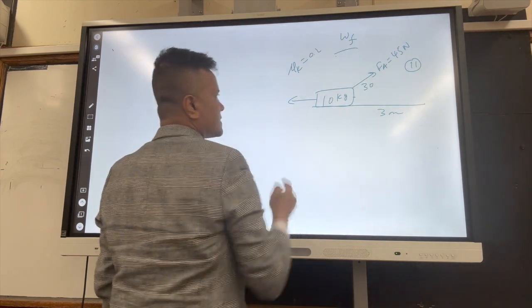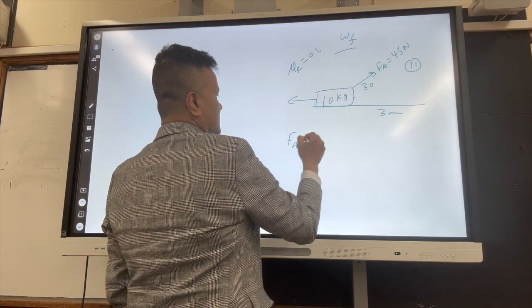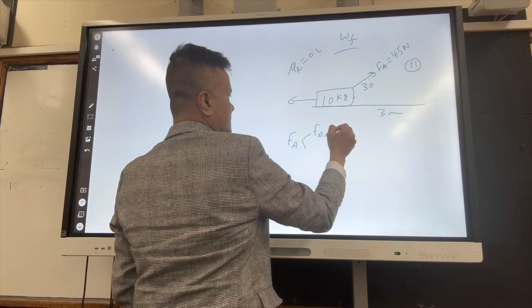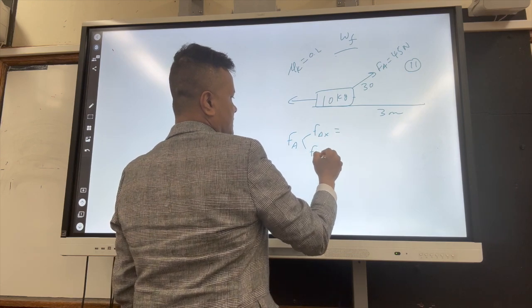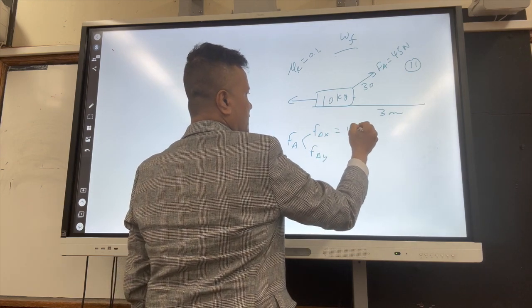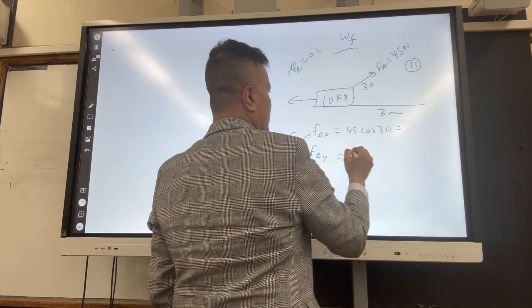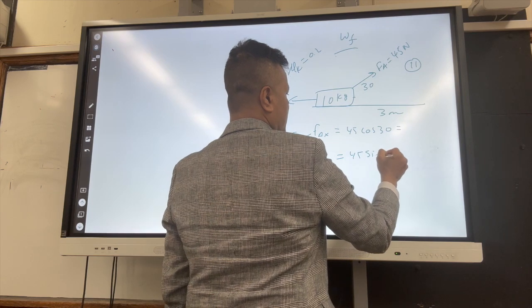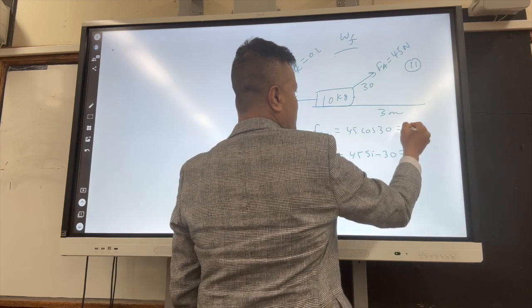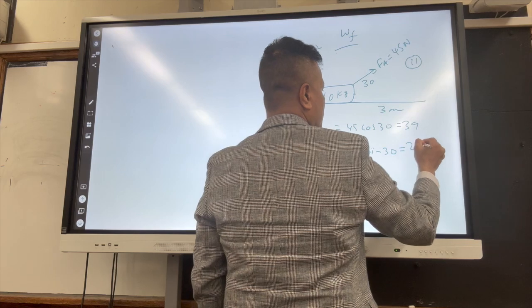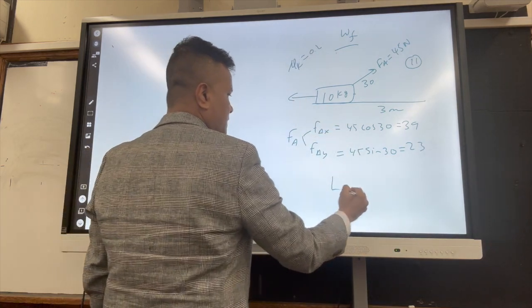To find that, let's find both components. So this is 45 cosine 30 and 45 sine 30. I believe this is 39, this is 23. Okay, so let's see the free body diagram.